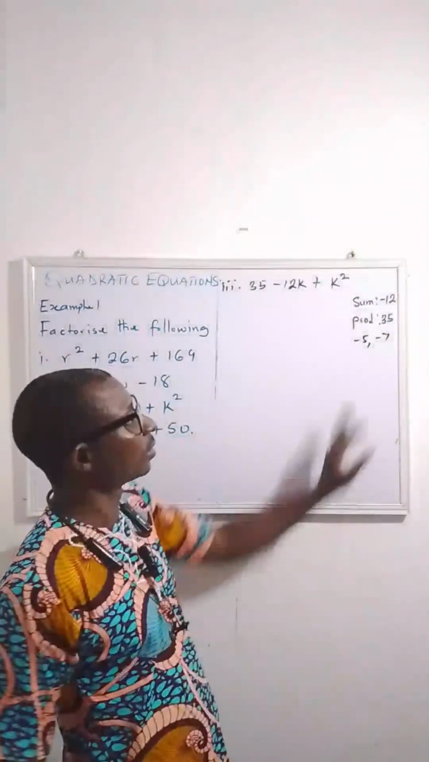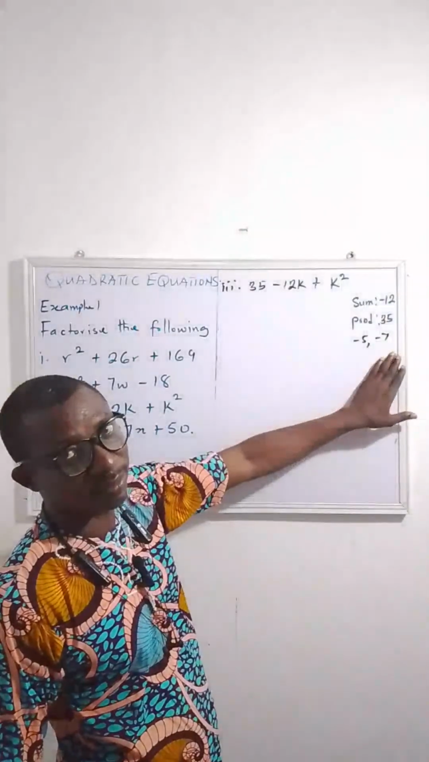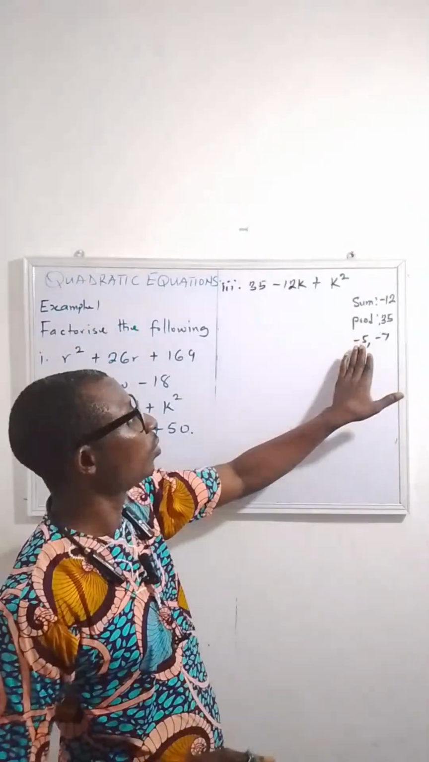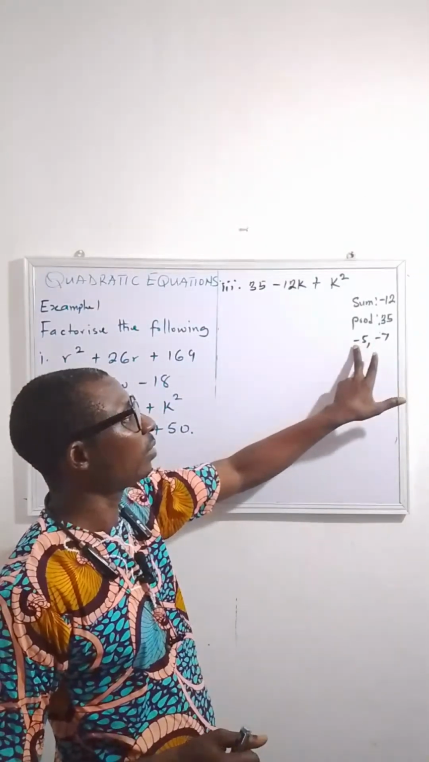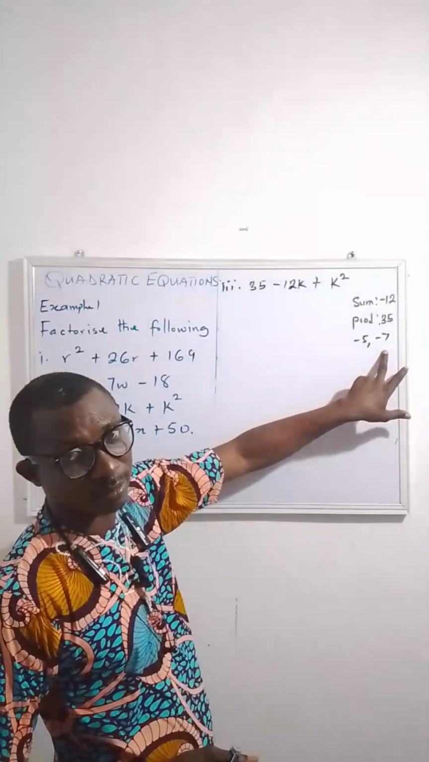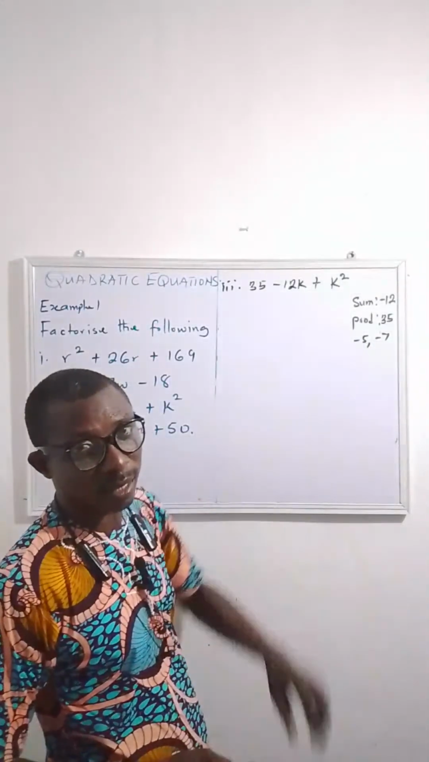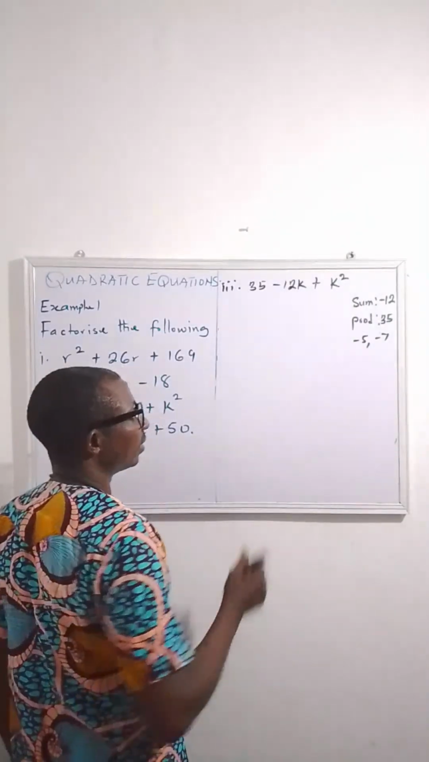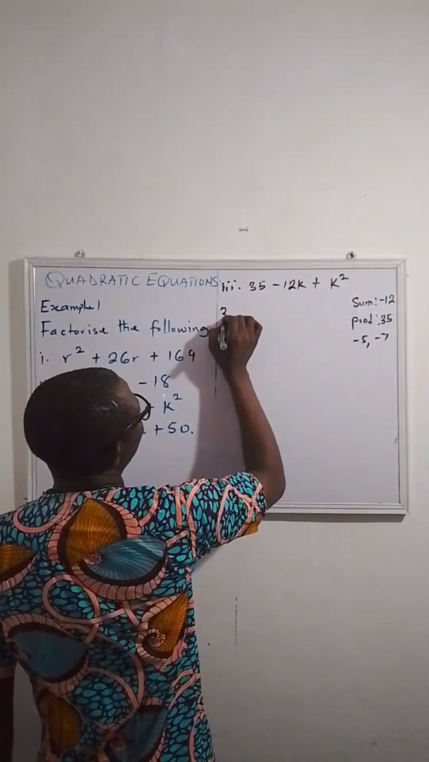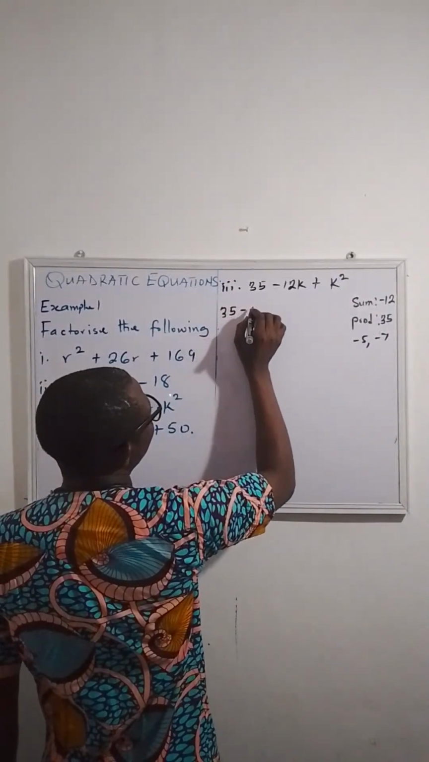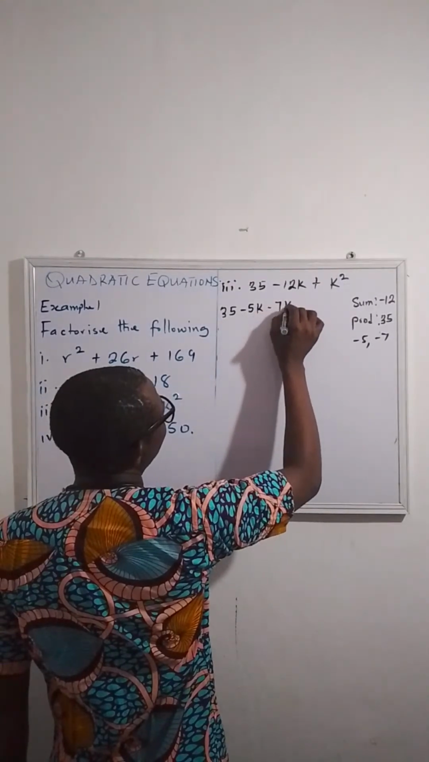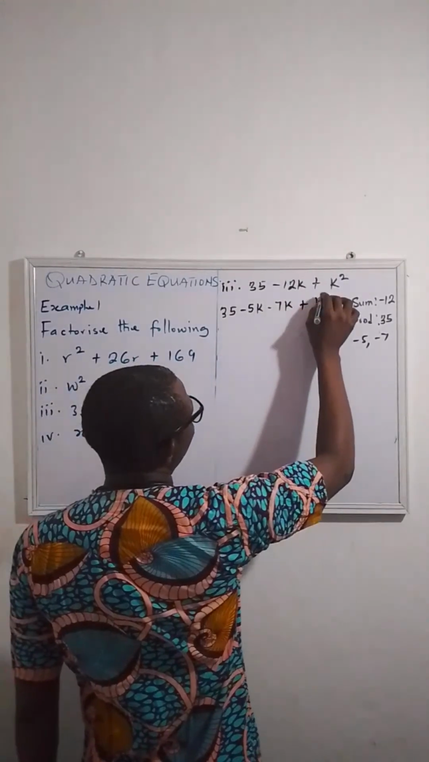Now, when you look at this, negative 5 and negative 7 is going to give you negative 12 when you add together. Okay, so when you multiply together, you have minus times minus is plus, and 5 times 7 is 35. So that means the two numbers are negative 5 and negative 7. So this expression turns to 35 negative 5k negative 7k plus k squared.